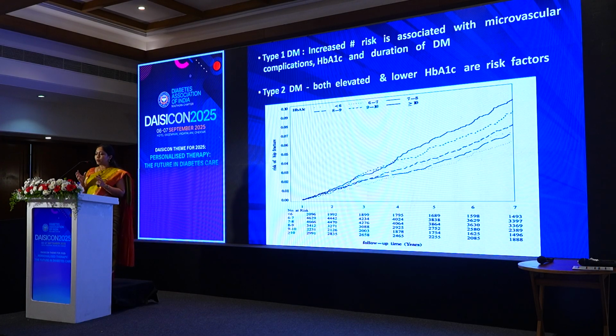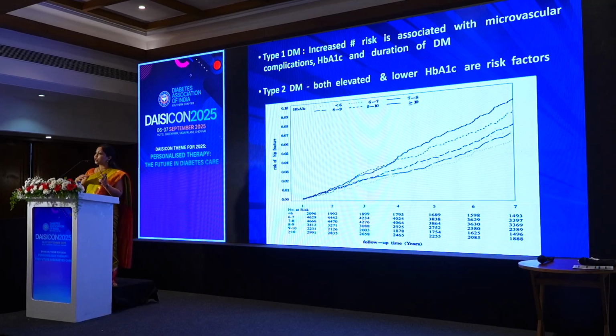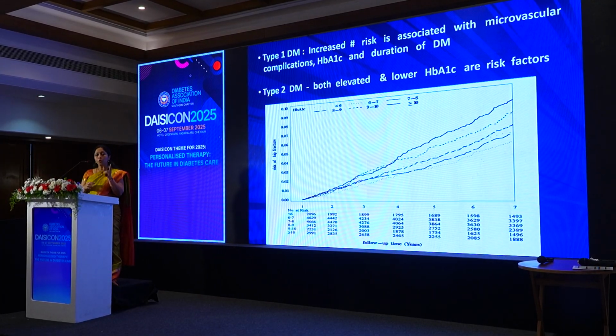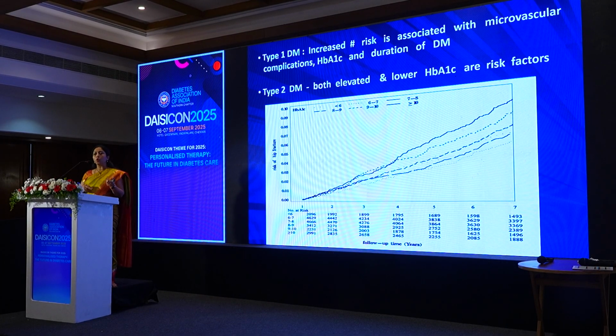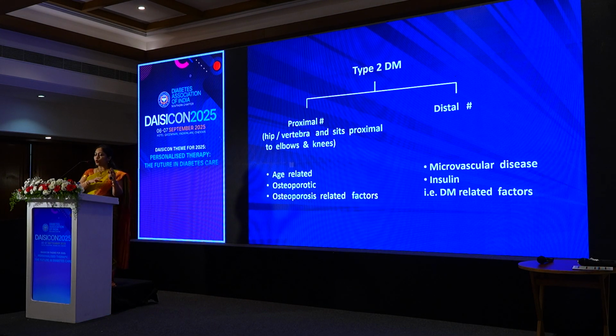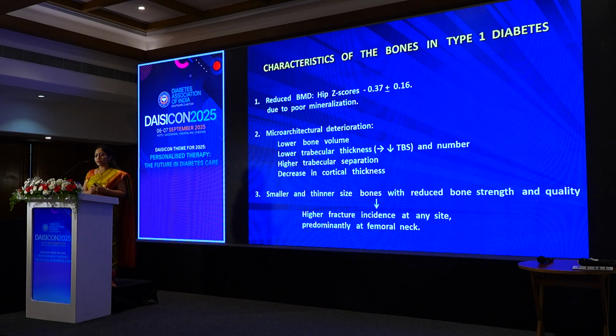In a type 1 diabetic, the increased fracture risk is associated with the microvascular complications, HbA1c and the duration of diabetes. But when you look at a type 2, both high and low HbA1cs can push them into increased fracture risk. So it is not just a linear relationship with HbA1c, it can be on either side of the spectrum. In a type 2, proximal fractures are more due to osteoporotic risk factors, whereas distal fractures can be more due to the microvascular diseases per se, insulin use and other diabetes-related factors.